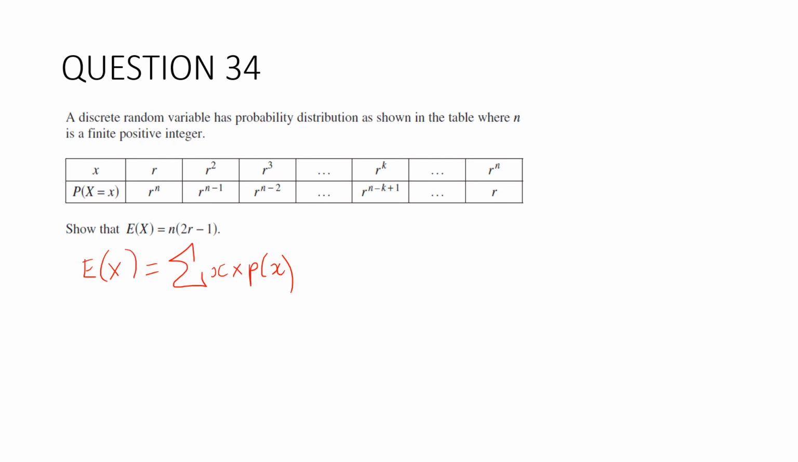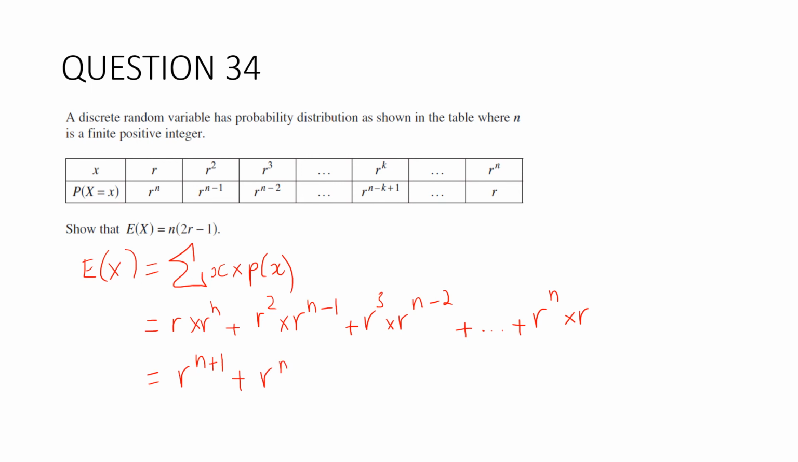So let's write this down. It's equal to r times r to the n plus r squared times r to the n minus 1 plus r cubed times r to the n minus 2 plus, I'm going to skip that middle one, plus r to the n times r, which is equal to r to the n plus 1 plus r to the 2 plus n minus 1, which is n plus 1, plus r to the 3 plus n minus 2, which is n plus 1, I'm seeing the pattern, plus r to the n plus 1.